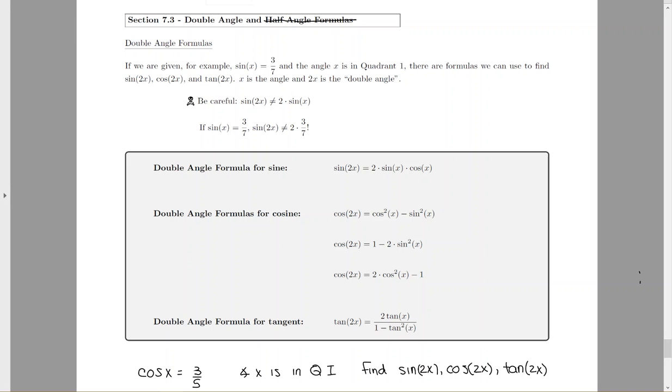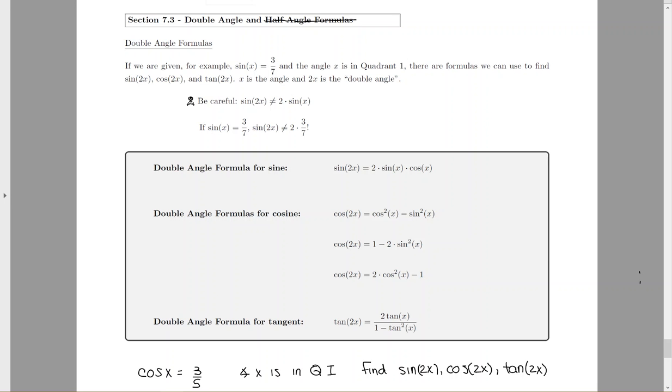So if we're given sine x equals some ratio, like 3/7, and we know which angle or which quadrant the angle is in, we can use some formulas to find sine of 2x, cosine of 2x, and tangent 2x. X is the angle, and then when we double the angle, that's going to be 2x.